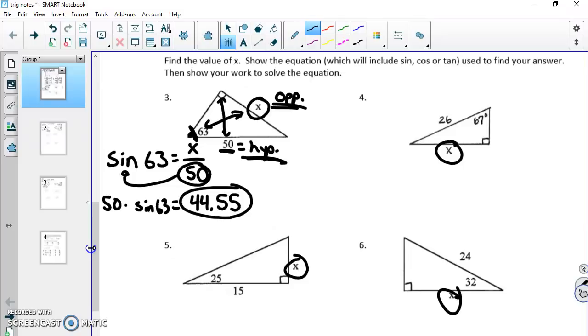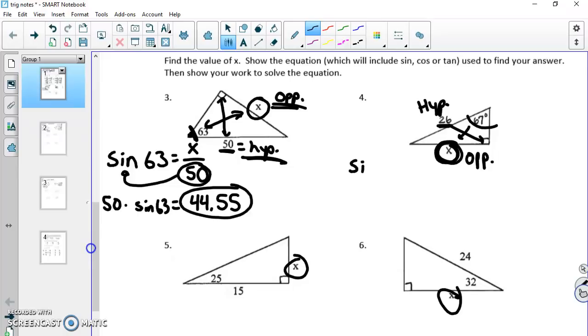Let's go to number 4. All right, so the angle we're working with, that's where we're going to start, is 67 degrees. Then evaluate the two sides. How do they relate to it? Well, this x down here is the opposite side. Then the 26 up here, that's across from the 90-degree angle, so that's the hypotenuse. So again, we have opposite and hypotenuse, so we're thinking sine.